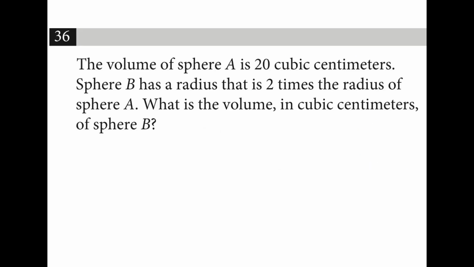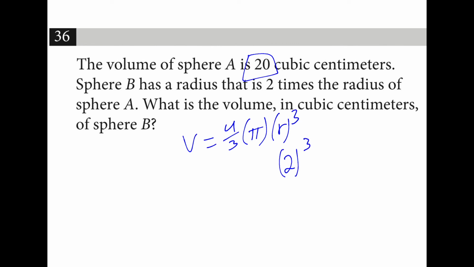The volume of a sphere is 4/3 times pi times the radius cubed. So the volume of sphere A is 20 cubic centimeters. Sphere B has a radius that is 2 times as big. So if I think about 2 cubed, that's going to be 8. So I take this top one and multiply it by 8, and the answer is 160.